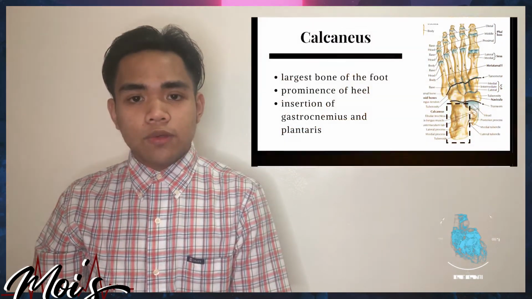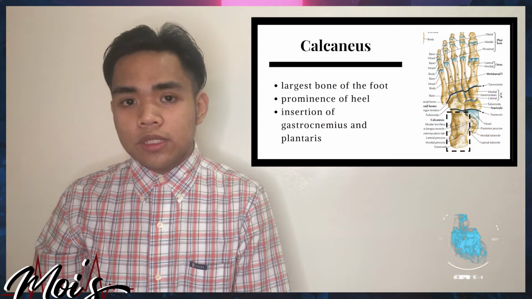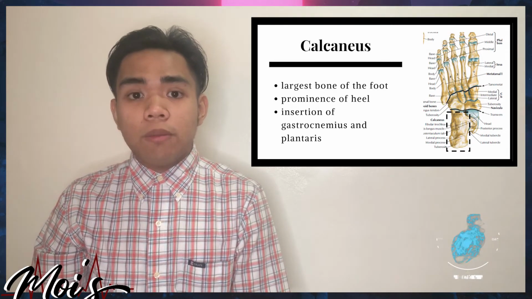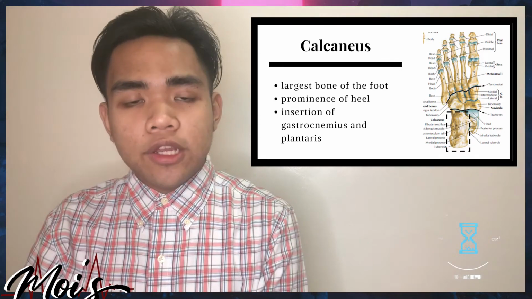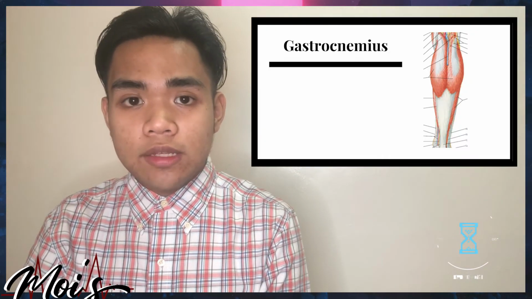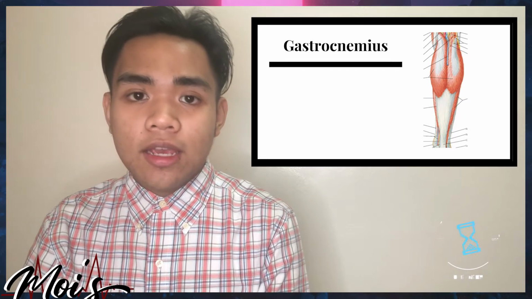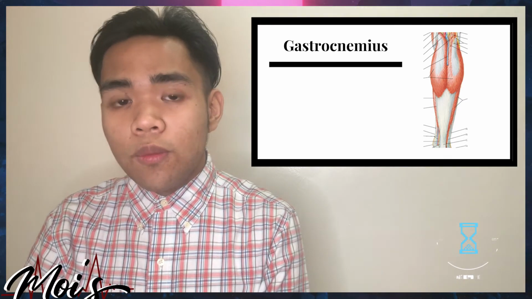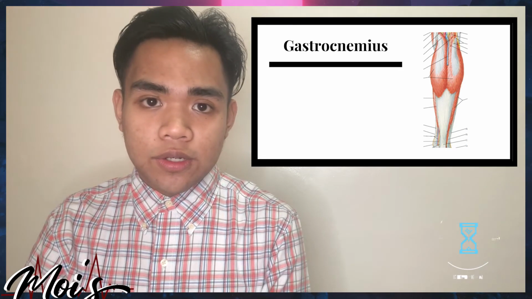The calcaneus, one of the tarsal bones, is the largest bone of the foot and creates the prominence of the heel. The posterior surface of this structure is where the gastrocnemius inserts via the tendocalcaneus or the Achilles tendon. It is also where the plantaris muscle inserts.